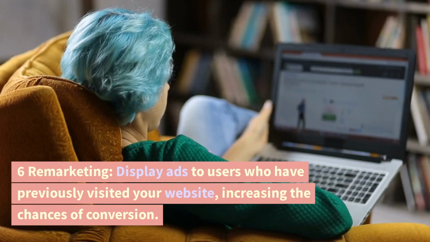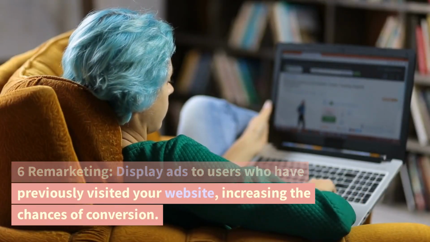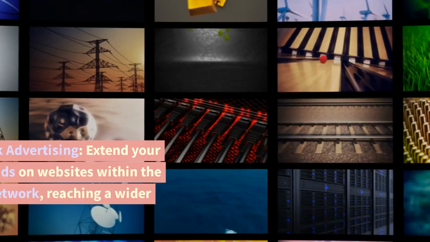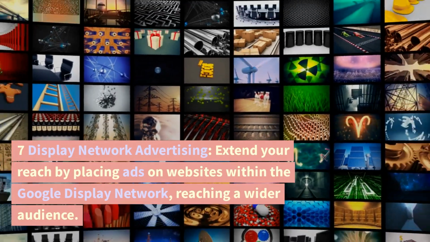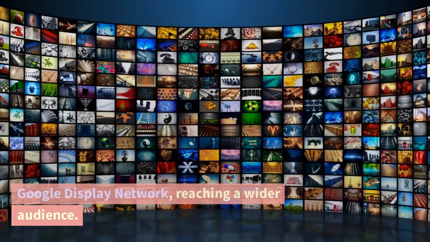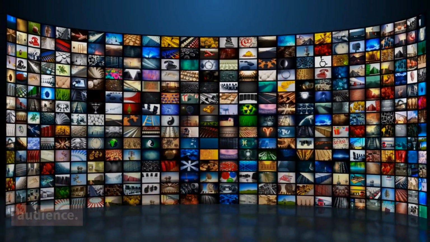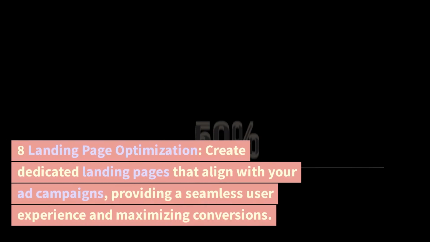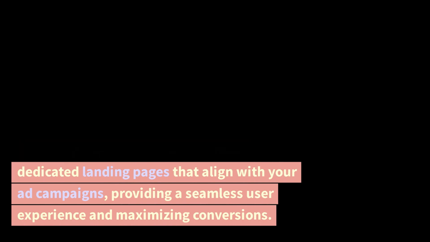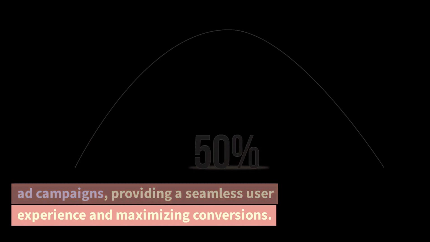6. Remarketing. Display ads to users who have previously visited your website, increasing the chances of conversion. 7. Display network advertising. Extend your reach by placing ads on websites within the Google Display Network, reaching a wider audience. 8. Landing page optimization. Create dedicated landing pages that align with your ad campaigns, providing a seamless user experience and maximizing conversions.